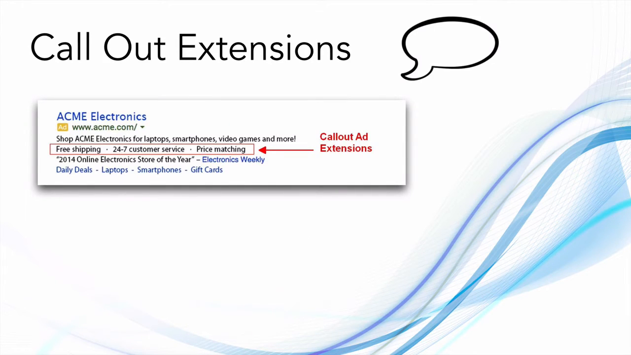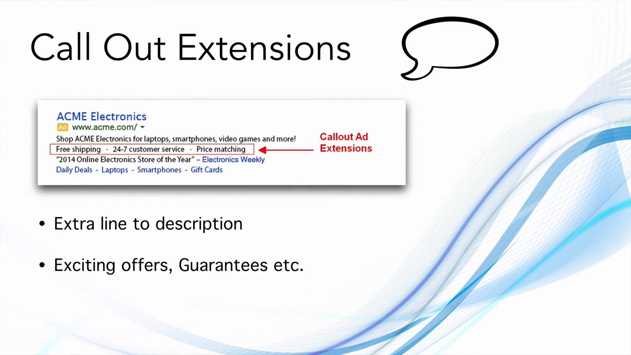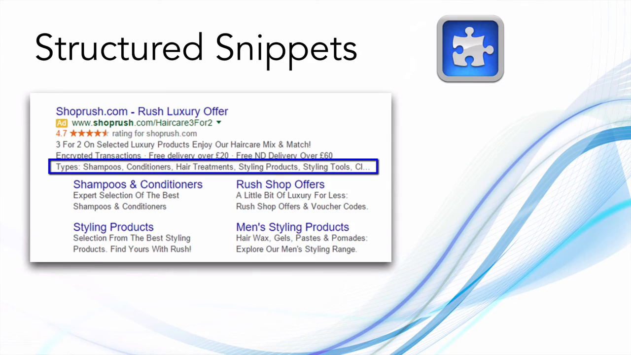The next type of ad extension is callout extensions. It adds an extra line to the description. What you can add in a callout extension is something exciting, offers, guarantees, something like free setup, which makes the ad more attractive. Here you can see there is a callout extension which says free shipping, 24/7 customer service, price matching, etc.